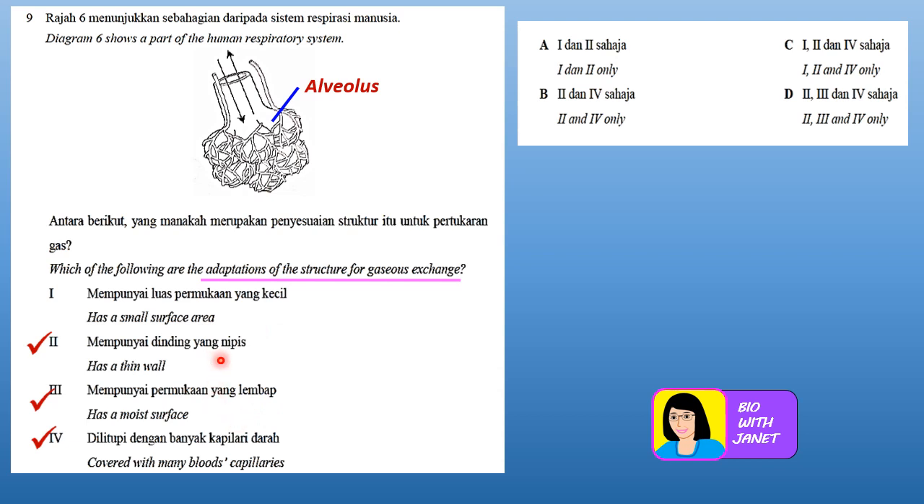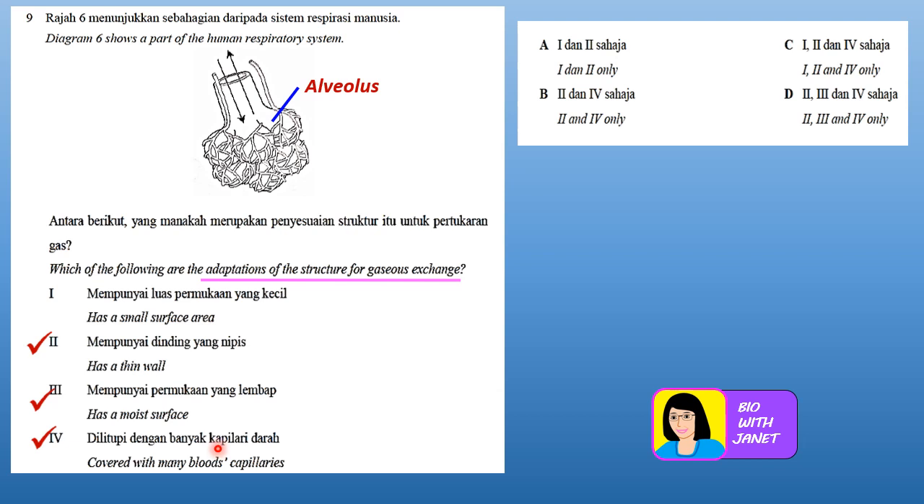Now let's go through the list here. It has a small surface area. No, you should have a large surface area because there are many alveoli. And has a thin wall. Yes, the wall of each alveolus is thin and is only one cell thick for faster diffusion of respiratory gases. So number 2 is correct.